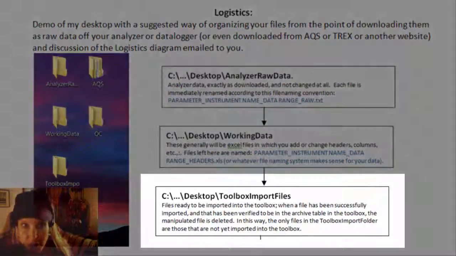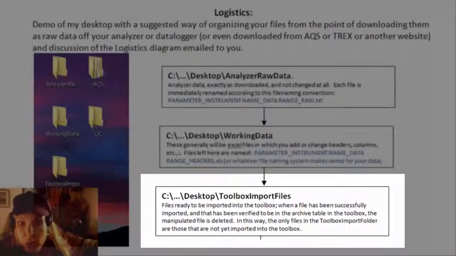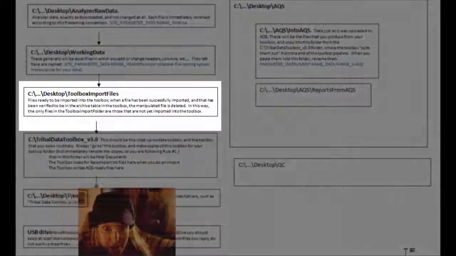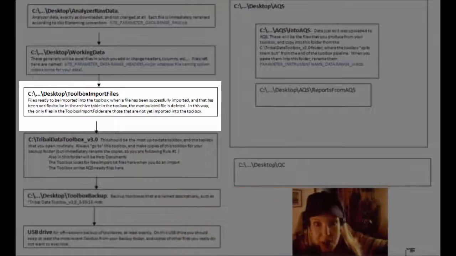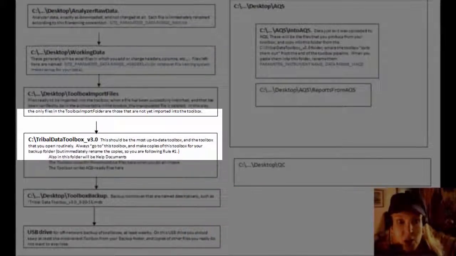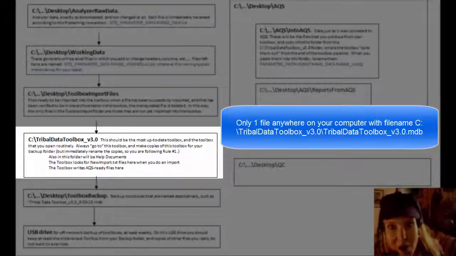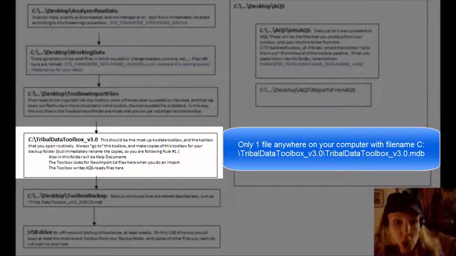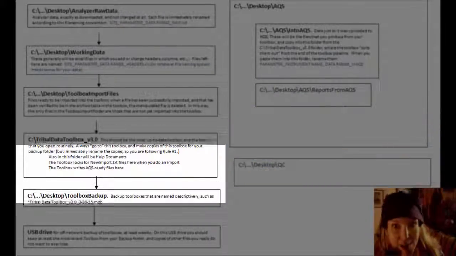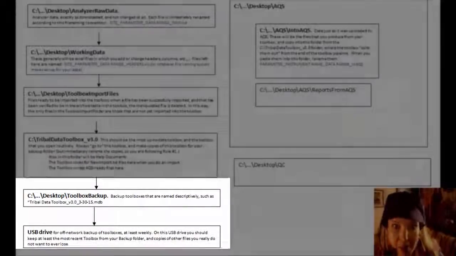Then the next folder we've called Toolbox import files, and these are the files that are ready to be imported into the Toolbox. So after this file is saved in this Toolbox import file, then it's copied into your folder where you have your workhorse toolbox, and it's really important to only have one file on your computer named Tribal Data Toolbox underscore V 3.0, and keep that toolbox as your go-to toolbox, your workhorse toolbox. And when you make backups, you're going to be making backup copies of that one.